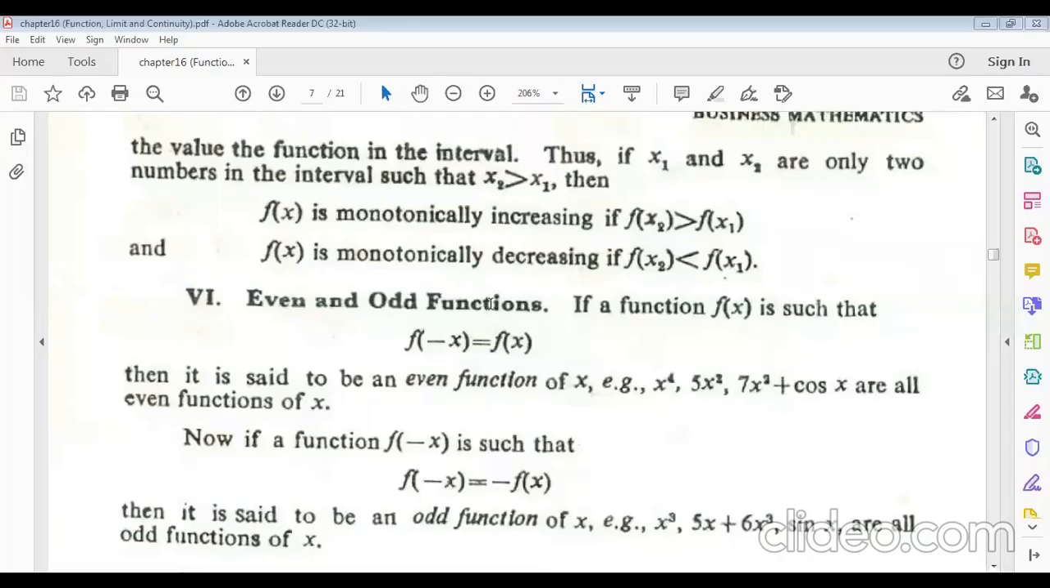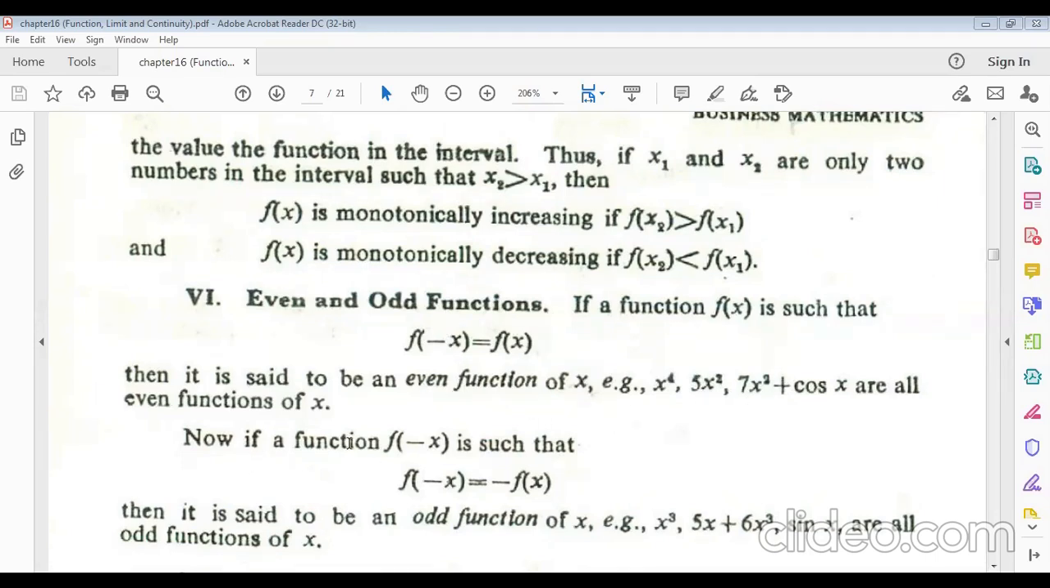So what is an even function and what is an odd function? If a function f of x is such that f of minus x equals f of x, as we have shown in the example, then it is said to be an even function of x. That means x to the power 4, 5x square, 7x square plus cos x, etc. are all even functions. If f of x equals minus 5x square, then if we replace x by minus x, we get the original function.